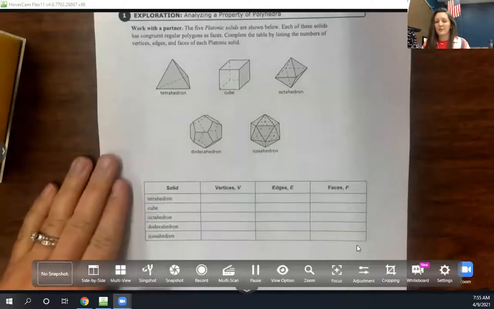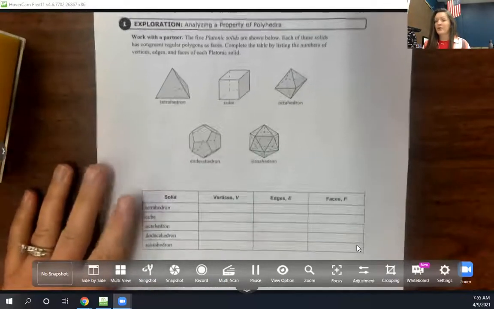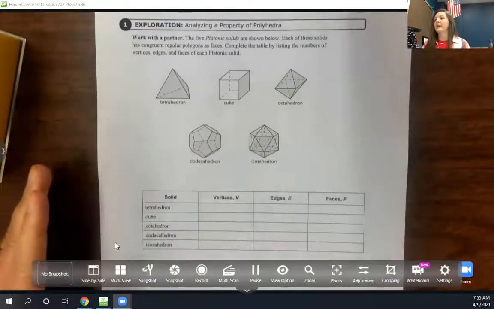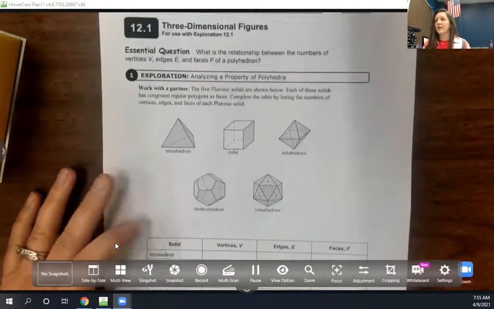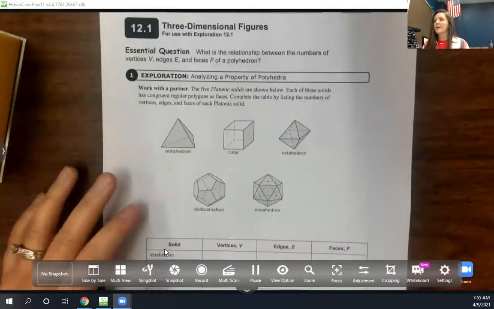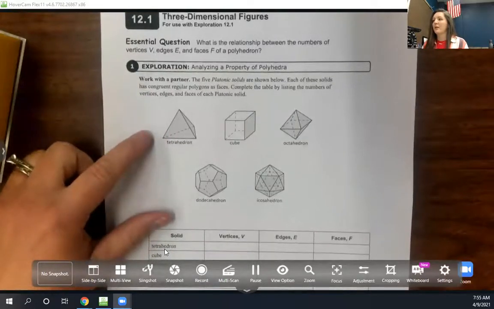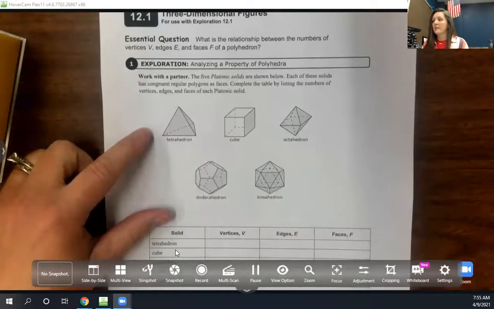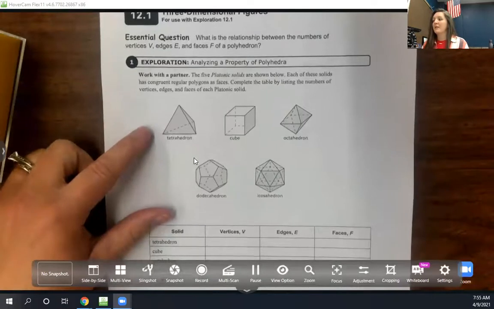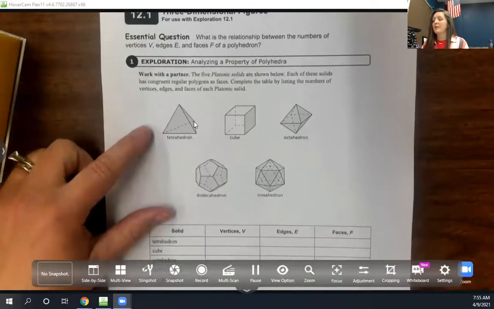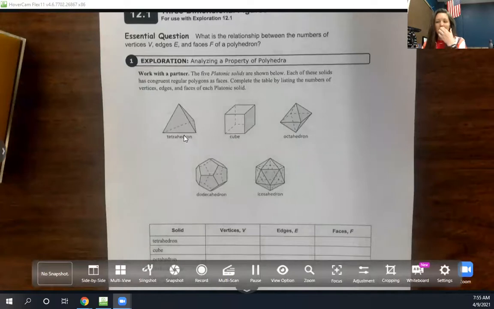Morning geometry. So today starts our chapter 12 on polyhedrons and three-dimensional figures. So if you look at this, we're just going to talk about what polyhedrons are. It's just a many-sided figure with many different faces and edges. So we talked about polygons, right, that are two-dimensional.